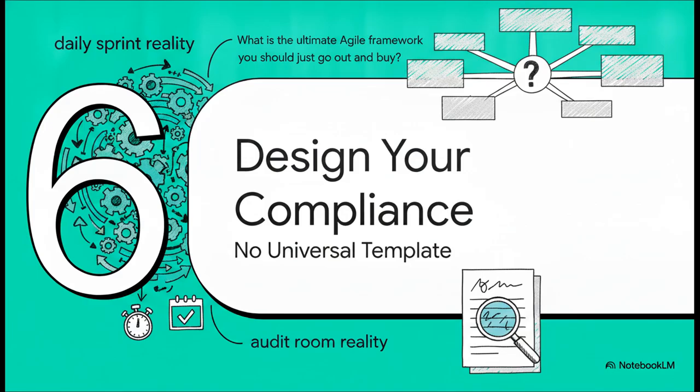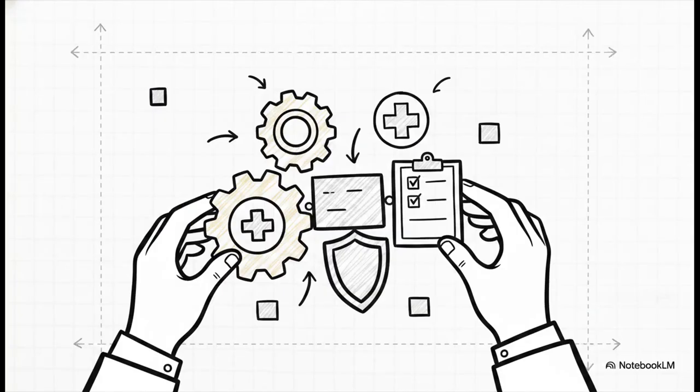And finally, Section 6, Designing Your Own Compliance. We have covered a huge amount of ground in this explainer, from the daily sprint reality all the way to sitting in the hot seat in the audit room. So you might be sitting there wondering, okay, what is the ultimate Agile framework I should just go out and buy to solve all of this?